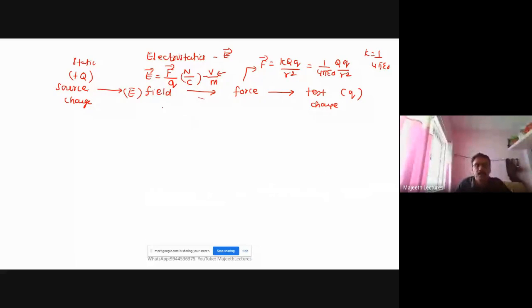Please remember. Now from the electric field, we have to take three paths. The first path is, let us see here. Where is it?